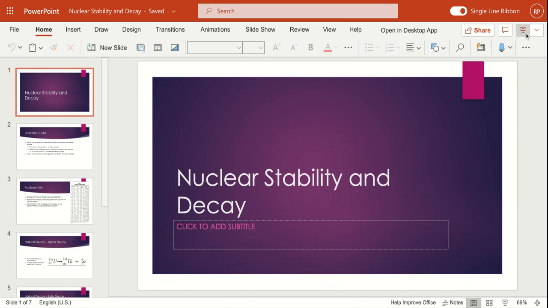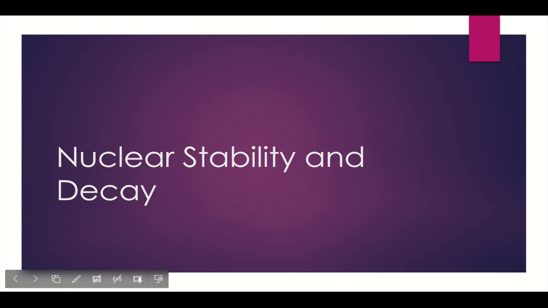Okay, this is our first video for nuclear. So we're talking about nuclear stability and decay. So when we're talking about our unit with nuclear chemistry here, we're talking about the nucleus. Okay, we really don't care much about electrons at all in this unit.